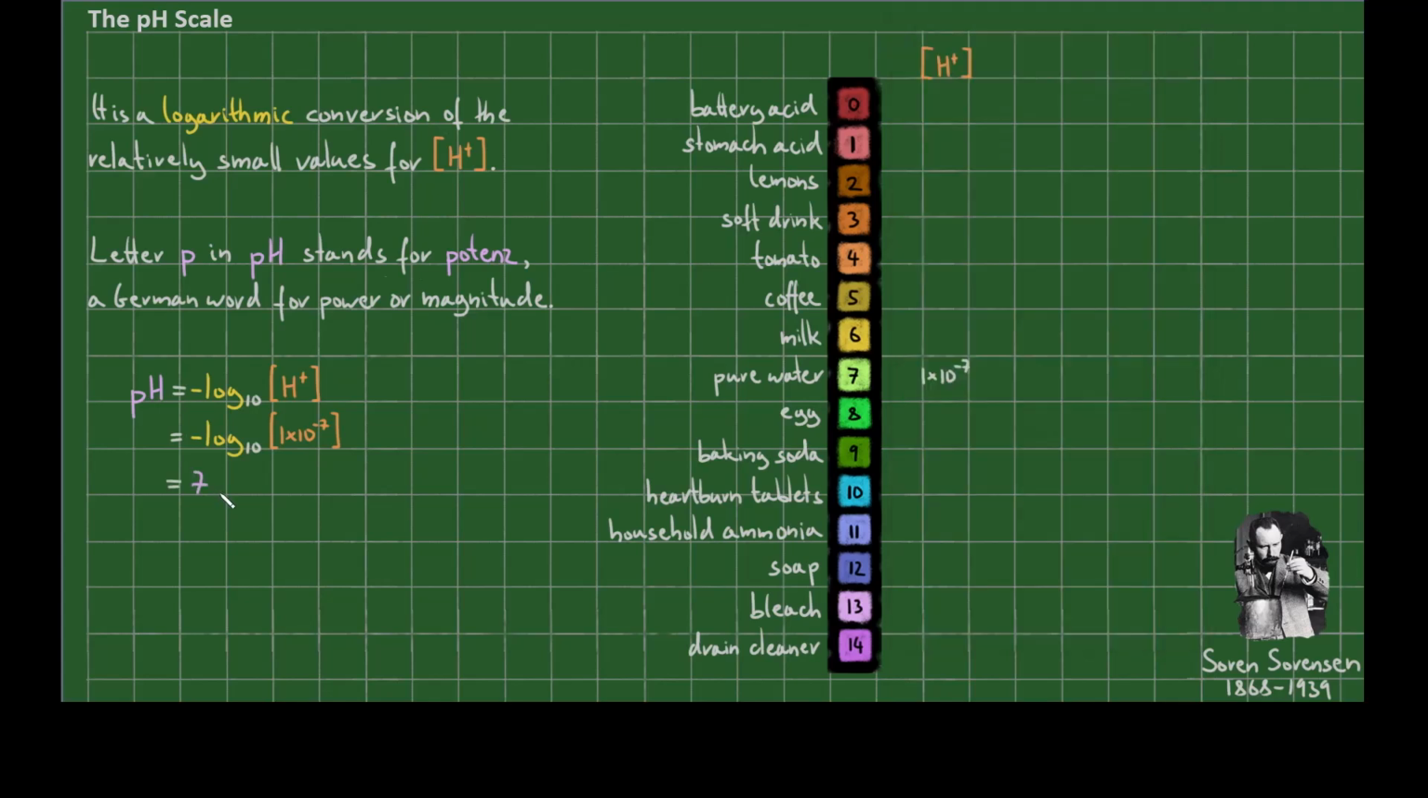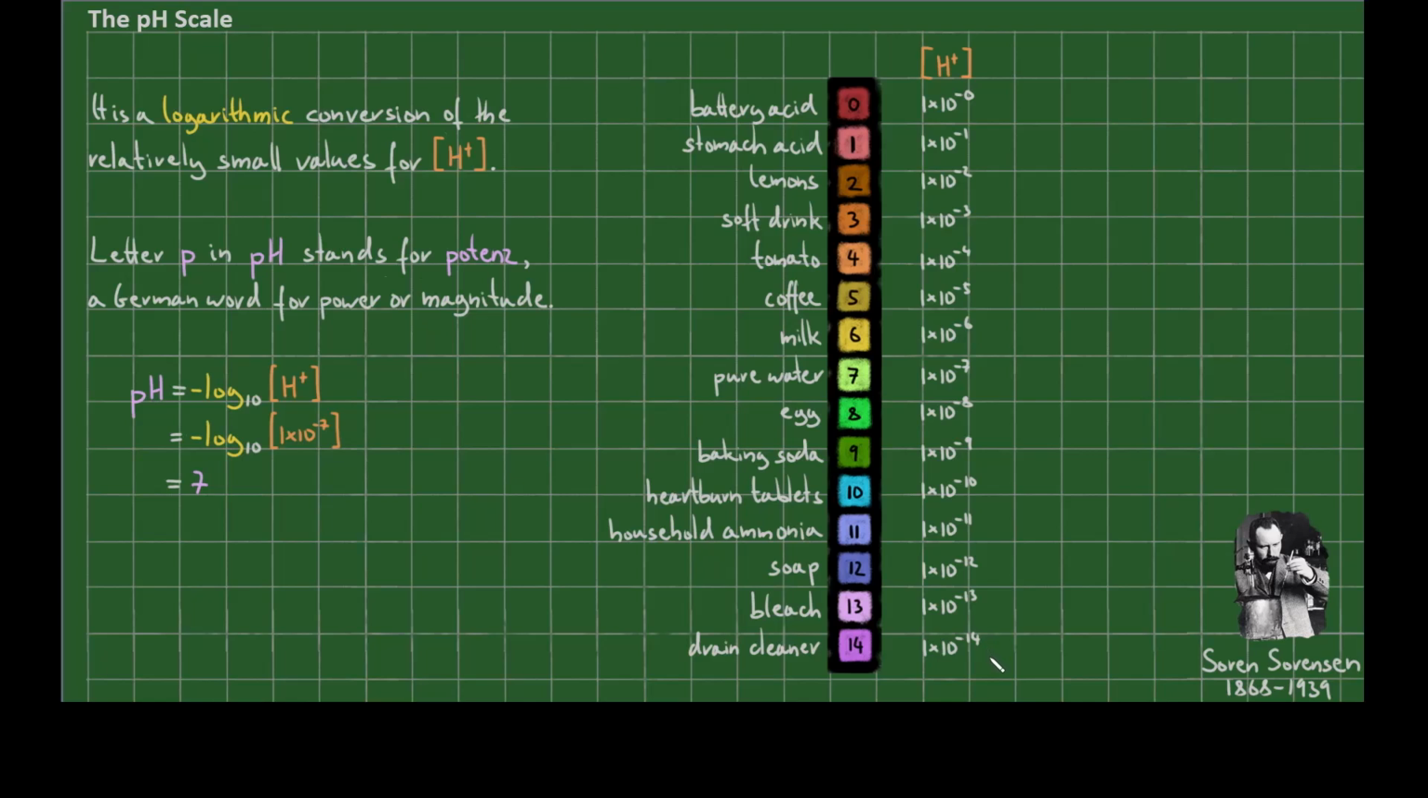We can repeat this process for any hydrogen ion concentration. Note that as the hydrogen ion concentration increases, the pH value decreases. Conversely, as the hydrogen ion concentration decreases, the pH value increases.